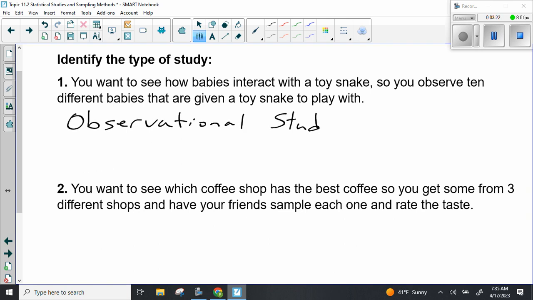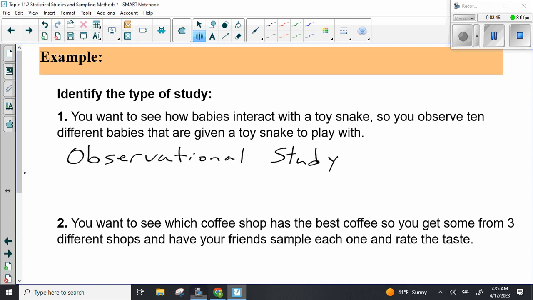If you want to see which coffee is the best, you get some from three different coffee shops, and have your friends sample each one and rate the taste. So this one is going to be a sample survey.